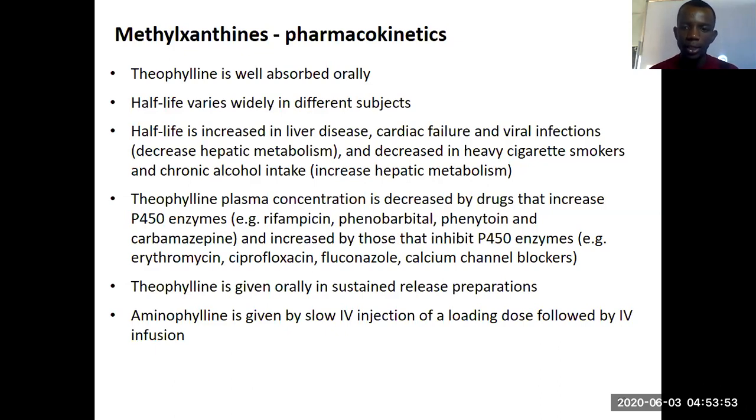Theophylline plasma concentration is decreased by drugs that increase the cytochrome P450 enzymes, like rifampicin, phenobarbital, phenytoin, and carbamazepine, and increased by those that inhibit the P450 enzymes, like erythromycin, ciprofloxacin, and so on. Theophylline is also given orally in sustained release preparations. Aminophylline, on the other hand, is given by slow intravenous injection of a loading dose followed by IV infusion.